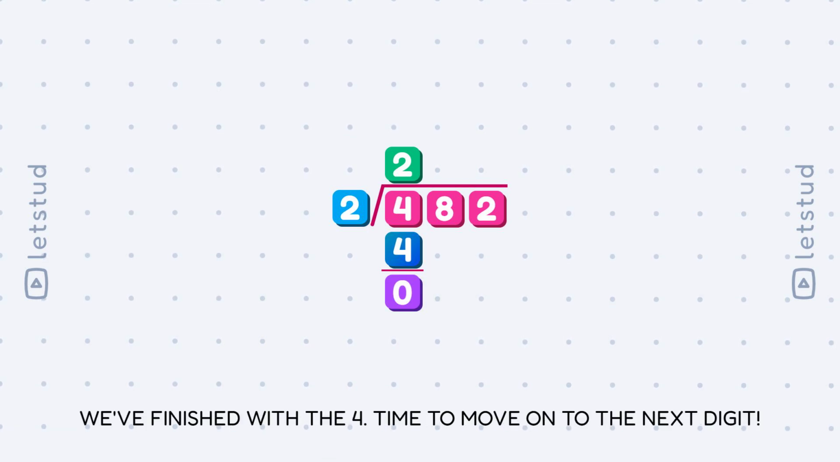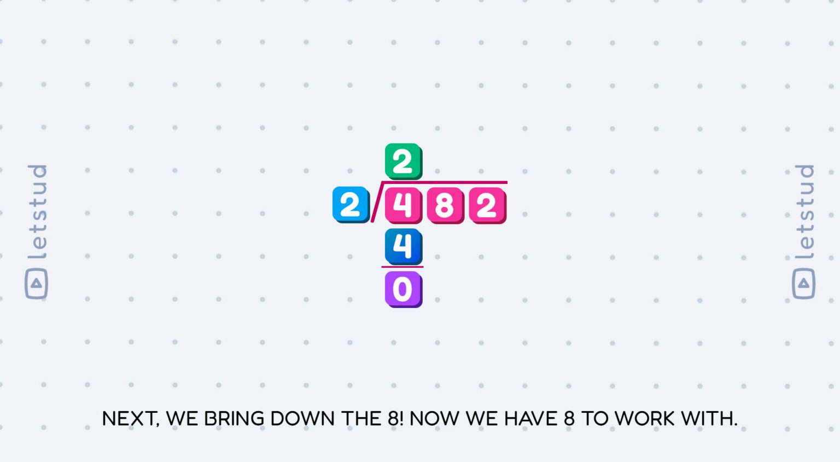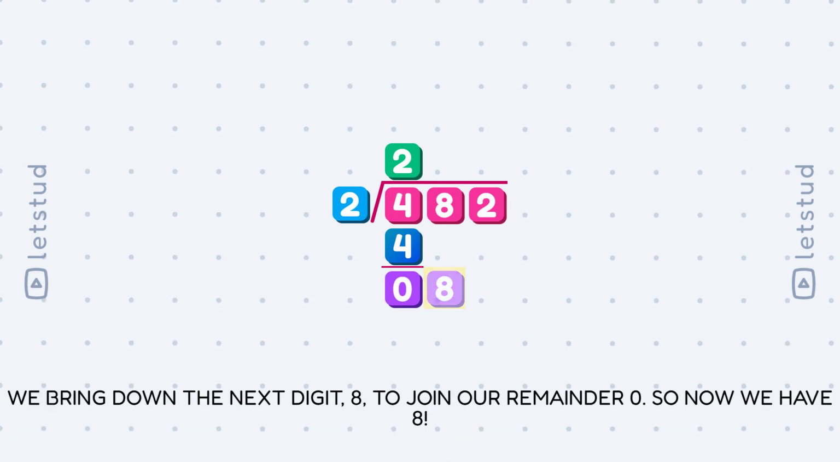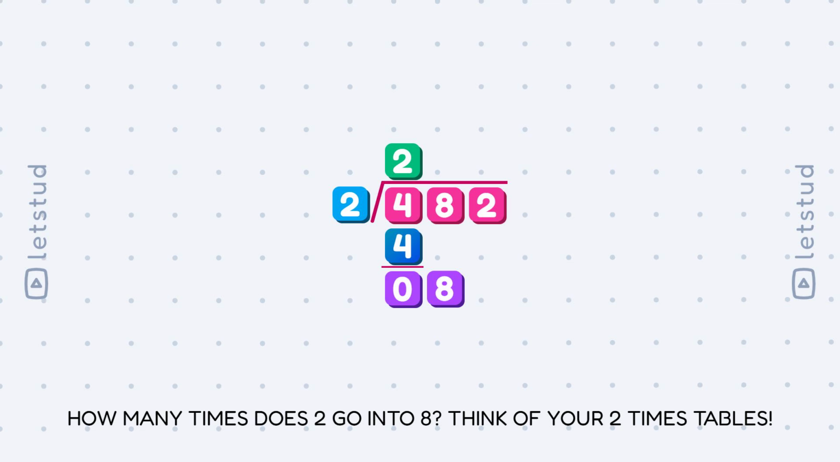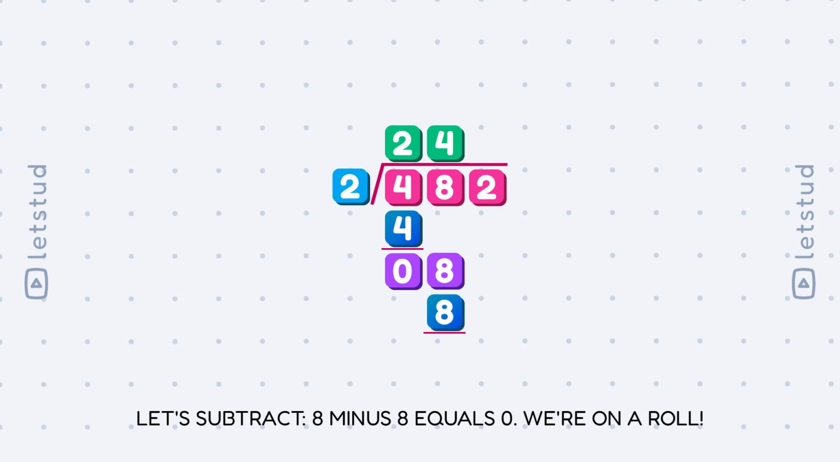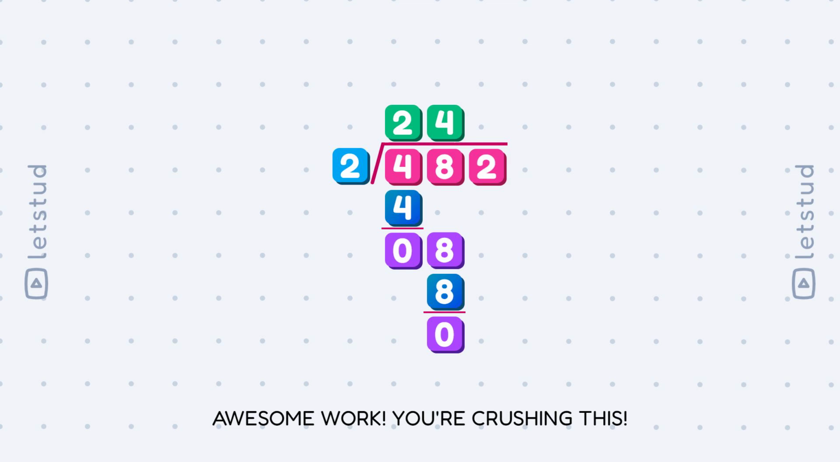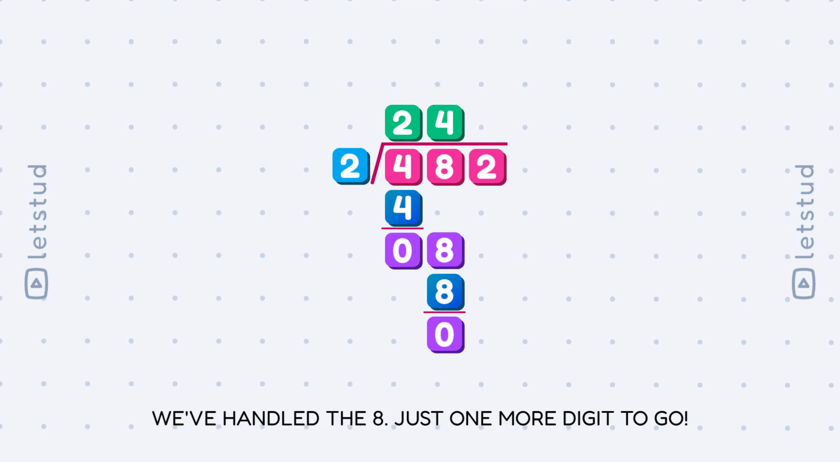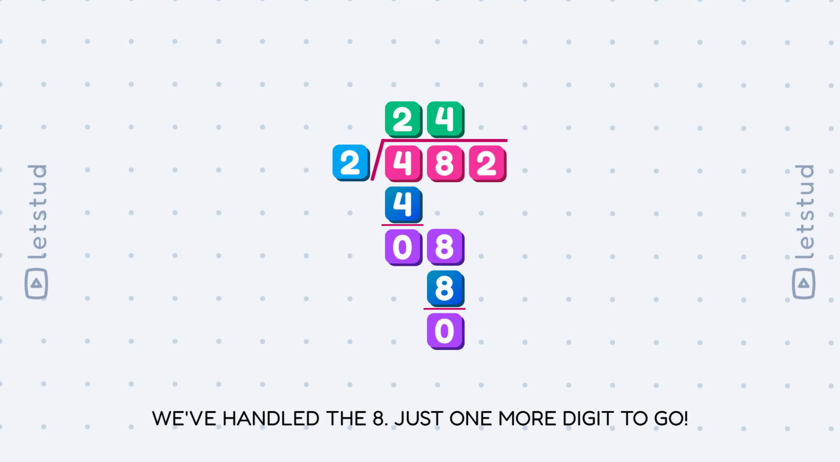We've finished with the 4, time to move on to the next digit. Next, we bring down the 8, now we have 8 to work with. We bring down the next digit 8 to join our remainder 0, so now we have 8. How many times does 2 go into 8? Think of your 2 times tables. That's right, it's 4 times, because 2 times 4 is 8. Let's subtract: 8 minus 8 equals 0, we're on a roll. Awesome work, you're crushing this. We've handled the 8, just one more digit to go.